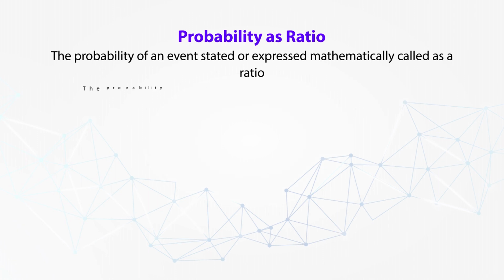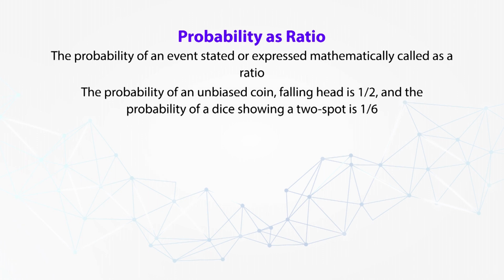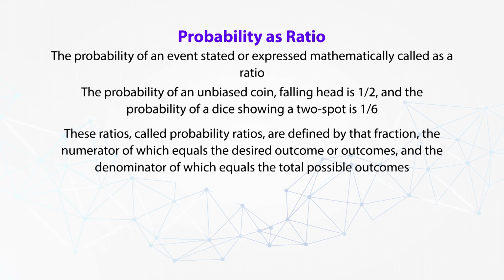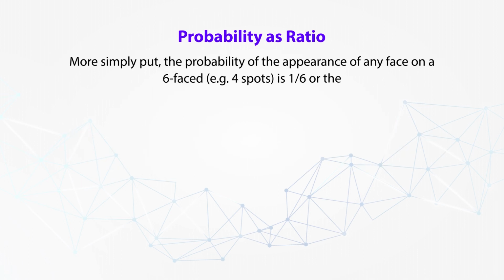And probability as a ratio also: the probability of an event is expressed mathematically as a ratio. The probability of an unbiased coin falling a head is 1 by 2, and the probability of a die showing a 2 spot is 1 by 6. So this ratio, called the probability ratio, is defined by that fraction, the numerator of which equals the desired outcomes and the denominator of which equals the total possible outcomes. More simply put, the probability of appearance of any face on a 6 faced die, say 4 spots, is 1 by 6, or probability is desired outcomes over total number of outcomes.